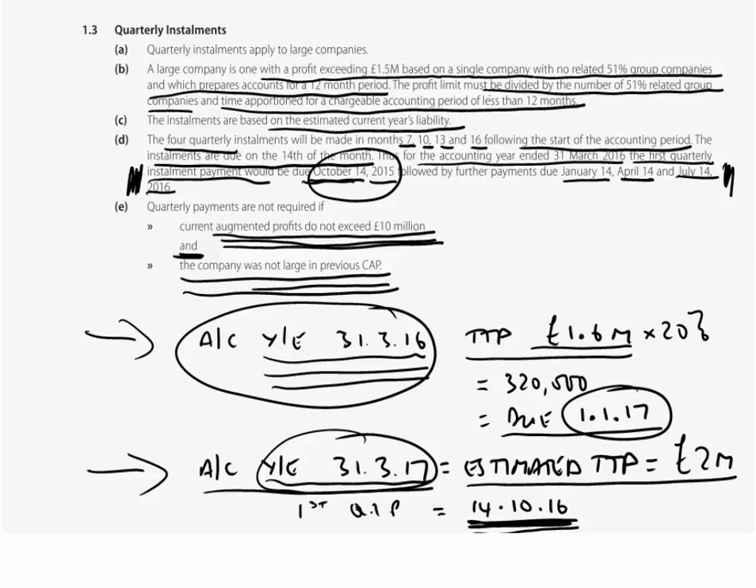Now again, look at the example we've done. Make sure that you're happy with the dates that we've identified. Clearly the further dates after the 14th of October 16, we then go to 14th of January 17, followed by 14th of April, and finally 14th of July 17 as the remaining quarterly instalment payment dates. But just again, look through that, make sure you're happy with where those dates and numbers have come from.